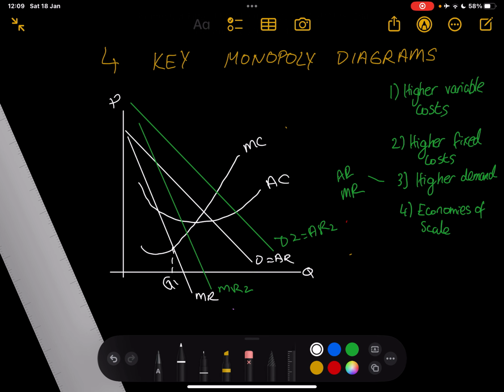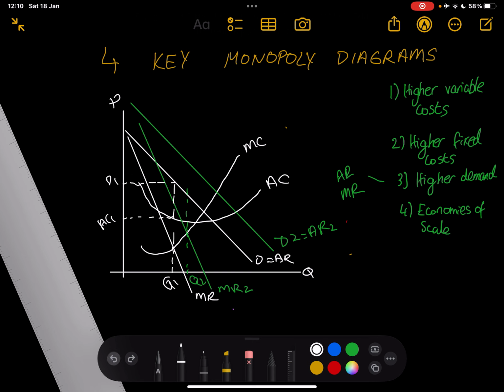So this is Q1, where MC equals MR. This is the highest price that you're willing to pay. This is the cost for that particular quantity. And then now that we have a new MR, this is now Q2. Go up to get the highest price that people are willing to pay, and then this is now the average cost too. So you can see here that supernormal profits should increase quite significantly to now be this green area, whereas before they were this white area when there's a higher demand situation.